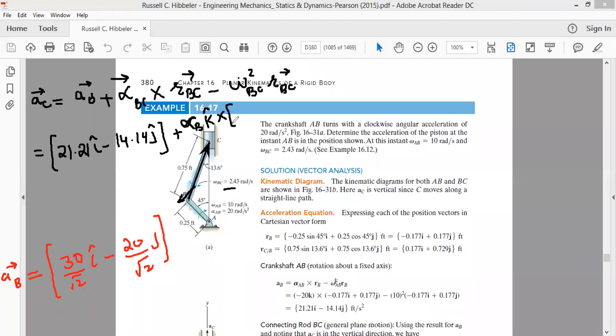Now we need to find the radius vector from b to c. The radius vector from b to c is like this, so this needs to be resolved. How can we resolve this r bc? This r bc can be resolved in this direction and in this direction. It will have one component like this, another component like this. The total length is 0.75. If you look at the angles, since this angle is already given to us, this is 13.6 degree.